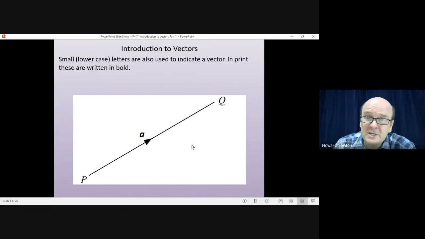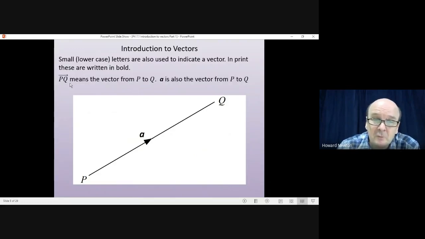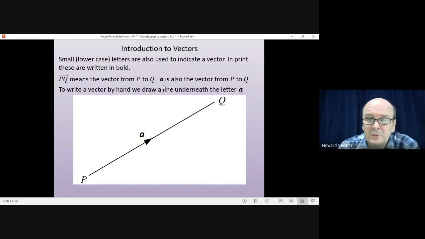Small lowercase letters are used to indicate vectors. In print, these are normally written in bold. So the vector from P to Q, you could write it in two ways. You could write it as PQ like that, or you can write it as a small letter. Now, in textbooks and exam papers, they'll use a bold letter to indicate that it's a vector. If you're writing by hand, it's not convenient to write in bold. So the normal notation, if you're writing by hand, is to have a small line underneath the letter. And that line is normally a curvy line, which indicates it's a vector rather than any other constant.